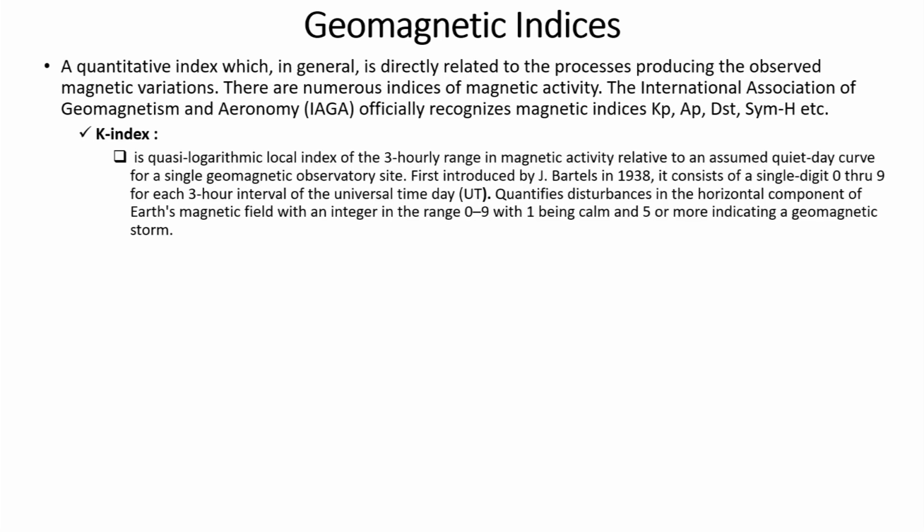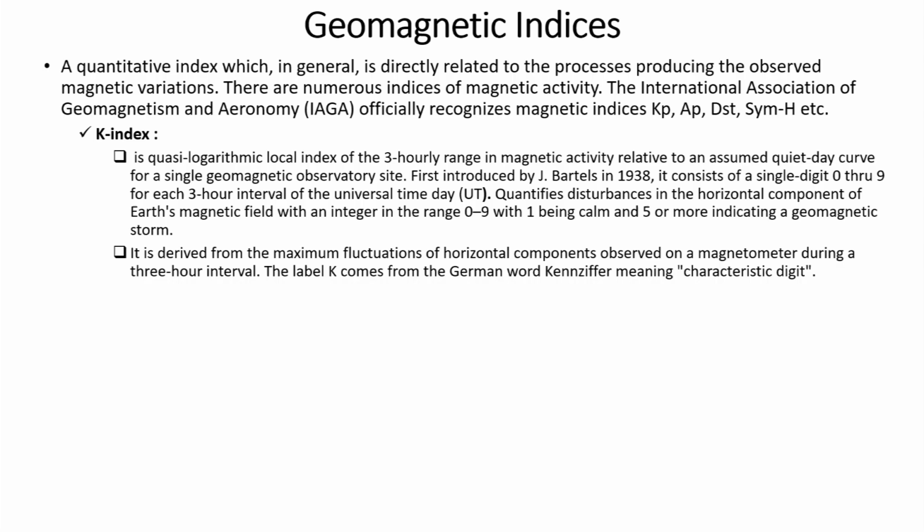What is the K index? The K index is basically a quasi-logarithmic local index of the 3-hourly range in the magnetic activity relative to an assumed quiet day curve for a single geomagnetic observatory site. It was first introduced by J. Bartels in 1938, and it consists of a single digit from 0 through 9 for each 3-hourly interval, and it is derived from the maximum fluctuations of the horizontal components observed on a magnetometer during a 3-hour interval. The letter K comes from the German word Kennziffer, meaning characteristic digit.